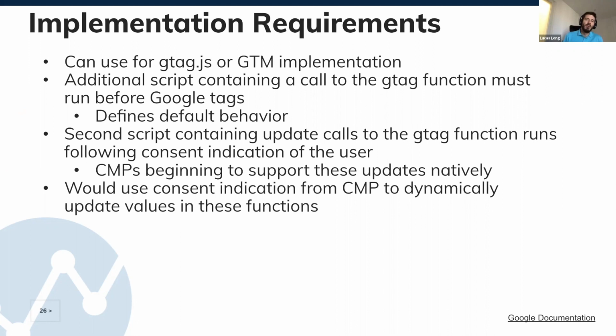Finally, I mentioned it before, but it's really important to reiterate: you do use that consent indication from the consent management platform to dynamically update the values in those functions, for what's enabled and what's disabled. The consent management platform is still managing the consent experience of the user. Google is not introducing something that provides those options for users and disclosures to them around what they're consenting to. That's still managed by the consent management platform.